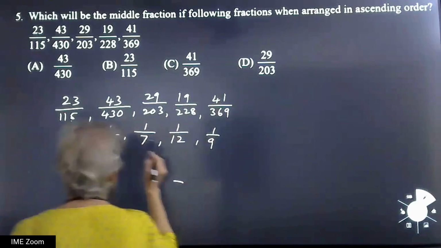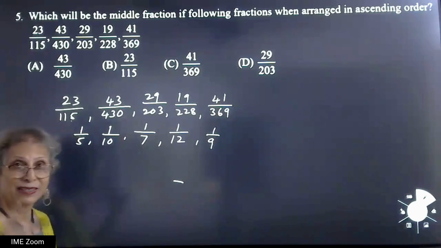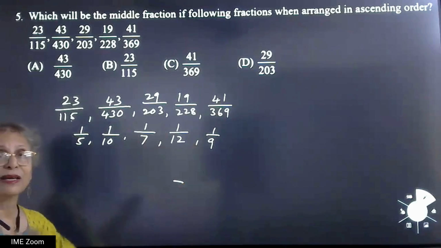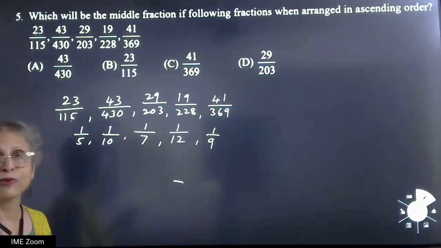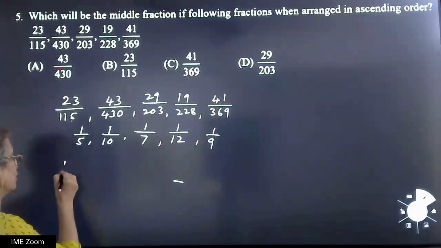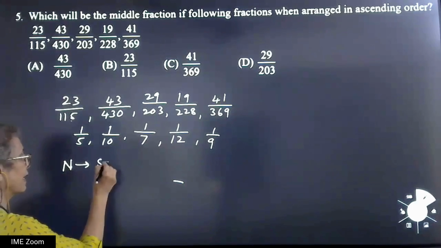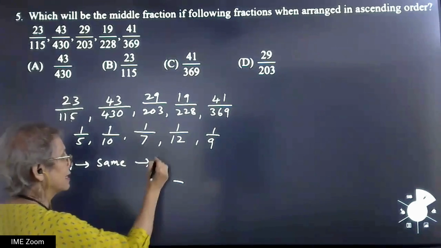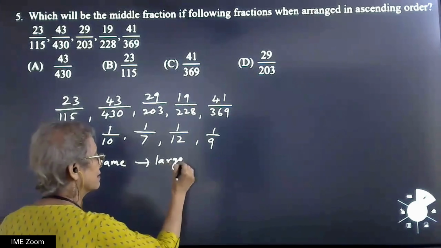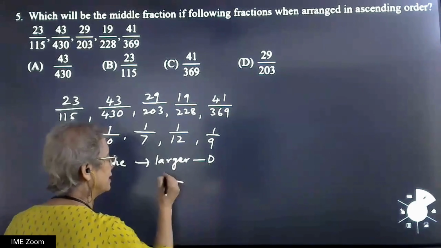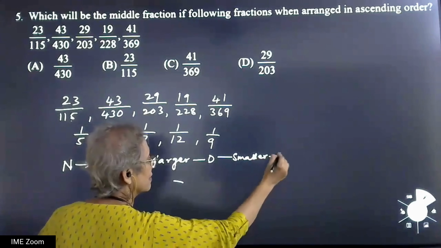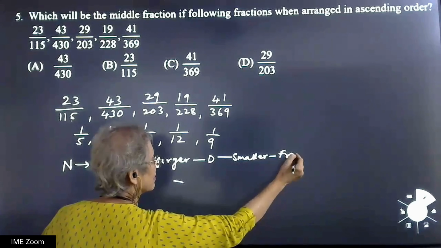1 is the numerator. When the numerator is the same, here these are the rules given in our book. When the numerator is the same, the larger the denominator, the smaller the fraction. Numerator is the same. I am writing in short. Numerator is the same, larger the denominator, smaller the fraction.